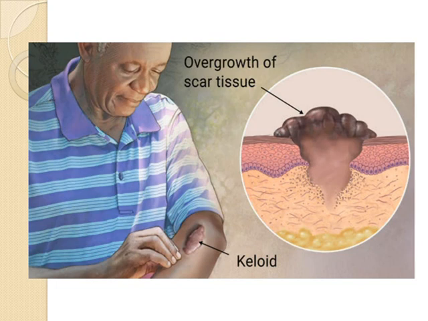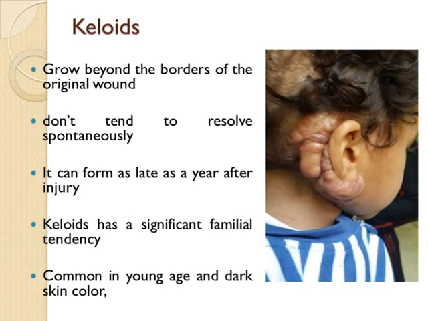You see here the other diagram showing the overgrowth of scar tissue, a keloid. Keloids grow beyond the borders of the original wound. They don't tend to resolve spontaneously. They keep growing. They can form as late as a year after injury. At first there may be no evidence of keloid in the wound, then it starts to grow eventually. Keloids have a significant familial tendency.